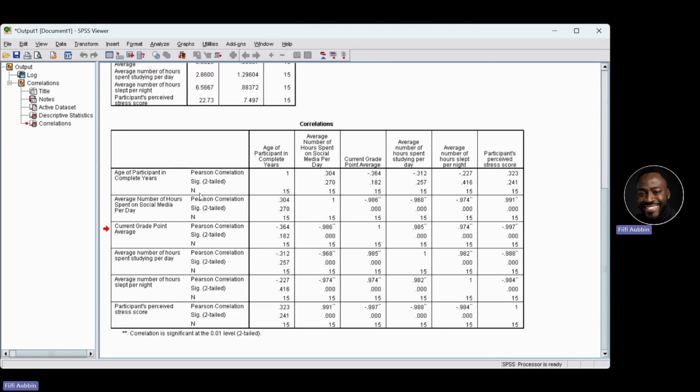We're going to start with age, right? So the age of participants in complete years. You'll notice that age has small correlation coefficients with all the other variables. For example, the relationship between age and social media hours is what?